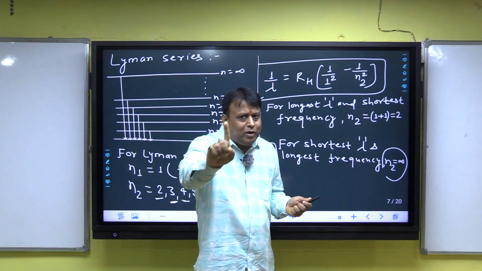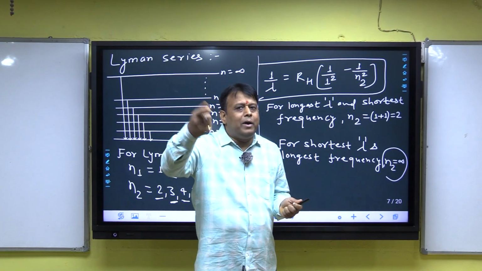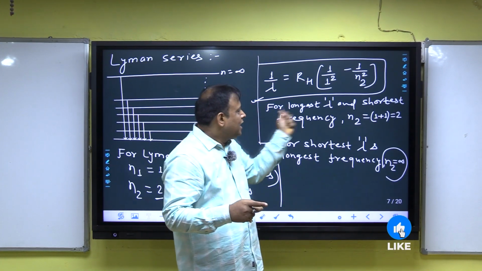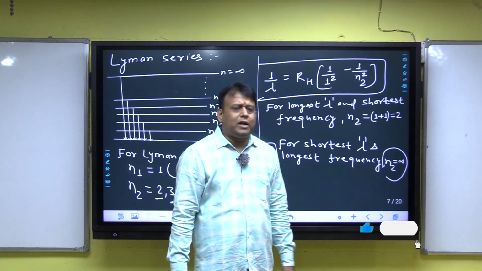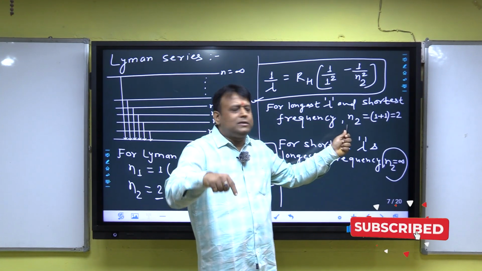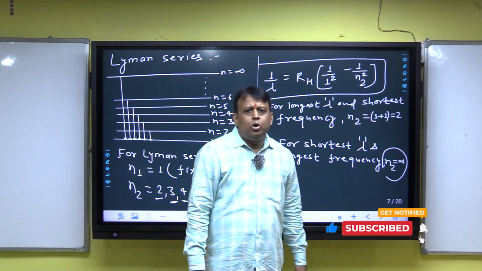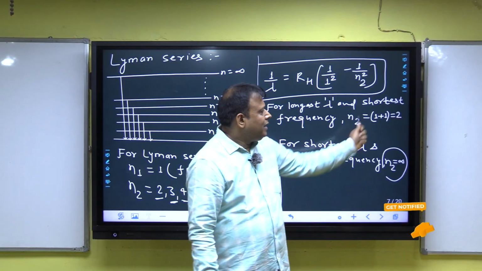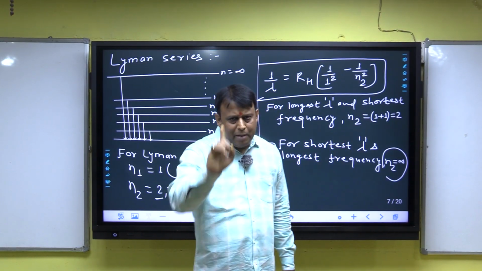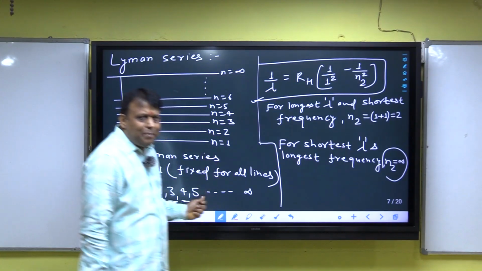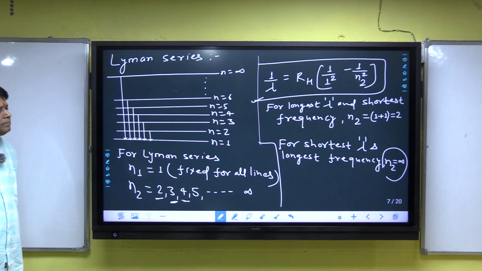In Lyman, N1 is 1, but in case of Balmer, N1 is 2, and hence in case of longest lambda, shortest frequency, for Balmer series, N2 is equal to 2 plus 1, which is 3. For Lyman series, write this down.